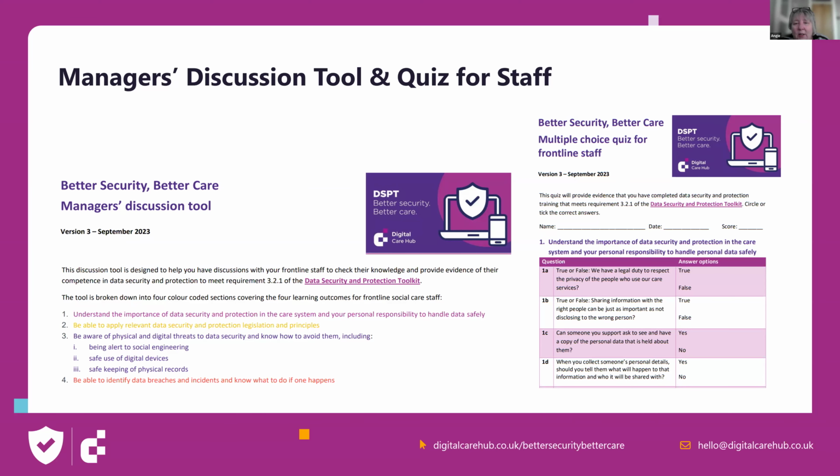Okay, so the tool is broken down into 4 color-coded sections, covering 4 learning outcomes from frontline staff. And it also gives you manager's notes. So you could use this in a staff training or a staff meeting. You could use one part of it and go through it. Or you could use it as a tool to understand where your staff need further training. So you could give it out as a handout, get them to complete it, and then see if there are any gaps in the training that they need to take up.